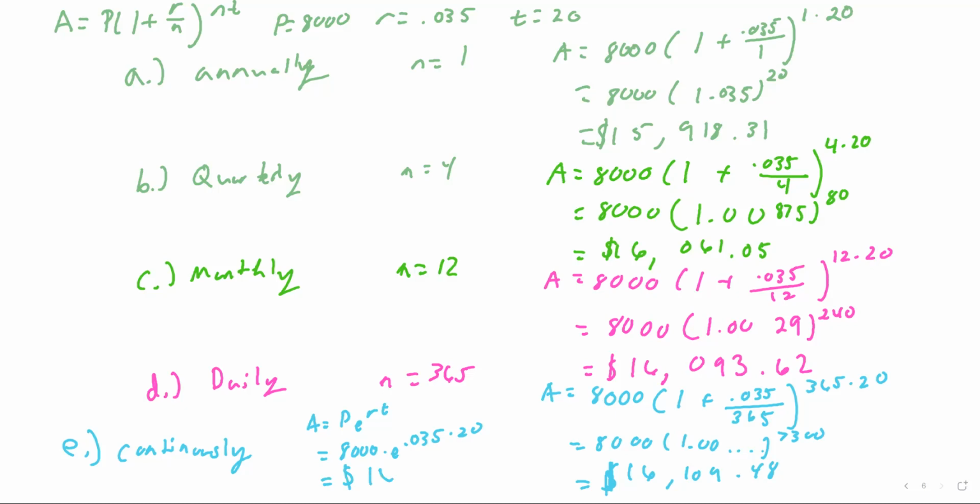It'd be 16,110 and 2 cents. Yep, there you go. Not even $1. So you can see that continuously and daily is pretty darn close.